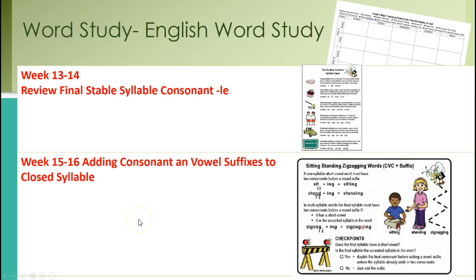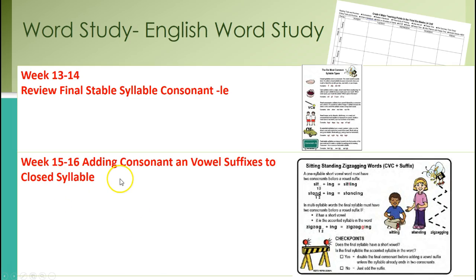So let's begin with our word study. I hope that you have your planning guide along beside you with your unit overview. So let's take a look at the English word study. During that time, what does spelling look like? We're going to review final stable syllable consonant LE. And I love this part of the word study because it has all the different syllable types in the review that's really important for our students to understand how the English language works.